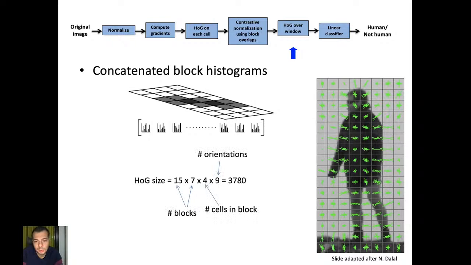Okay, so the entire size of the HOG descriptor for the entire image is given by the number of blocks, which is 15 by 7, the number of cells inside the block, and the number of components in a histogram. So the total is almost 4,000 components.